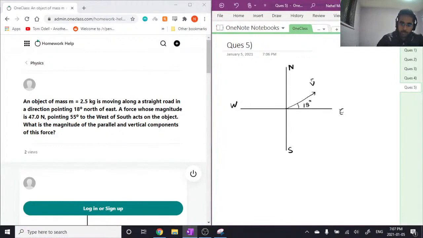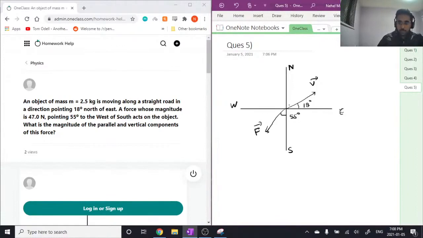A force whose magnitude is 47 newtons pointing 55 degrees to the west of south. So again, you are traveling south, you pull yourself 55 degrees west. So that would look something along the lines of, I don't want to draw it exactly on the same angle, so let's say something like this. This is the force direction, it's 55 degrees. What is the magnitude of the parallel and vertical components of this force?